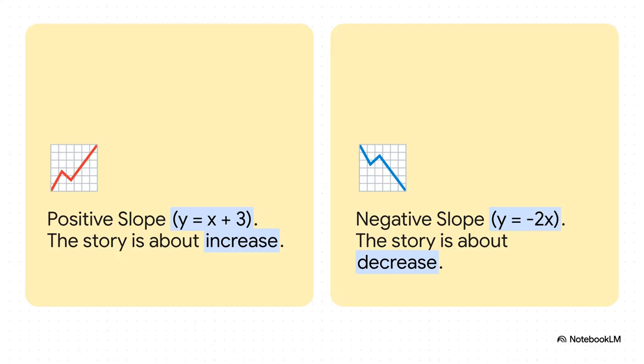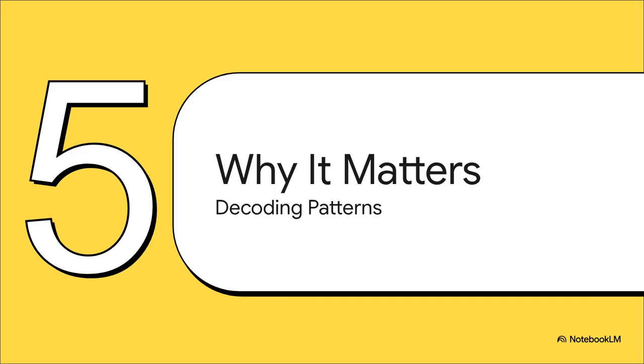So here's the crucial takeaway. We can tell the basic plot of the story just by looking at the line's direction. If it's going up from left to right, it's a story of increase. If it's going down, it's a story of decrease. And the steepness of that line, that just tells us how fast the change is happening. So why does all this matter? I mean, why are we doing this? Because when we learn to graph a line, we're doing so much more than just connecting dots. We're learning how to see and decode the hidden patterns that are all around us.